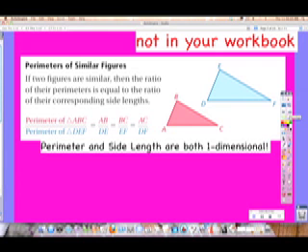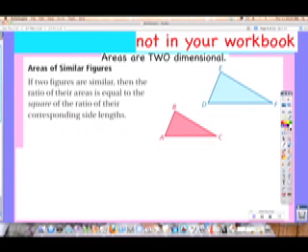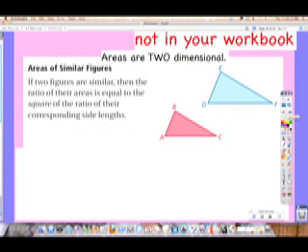Area is 2-dimensional. It's that whole pool cover. It's that whole length of it. Okay, this next part is not in your workbook, so close your workbooks. I know that your brains do better when you write stuff down after you've listened. However, I think you will pick up on this pretty fast, so watch.